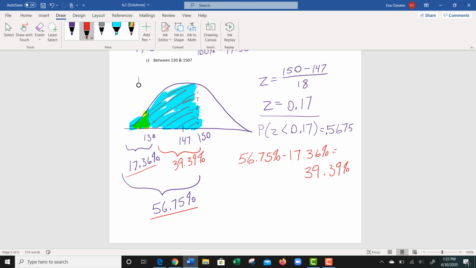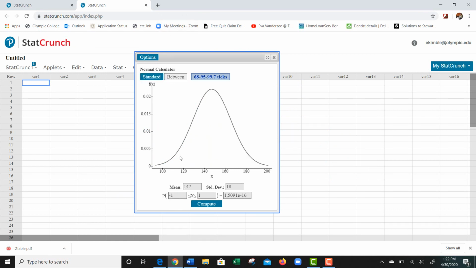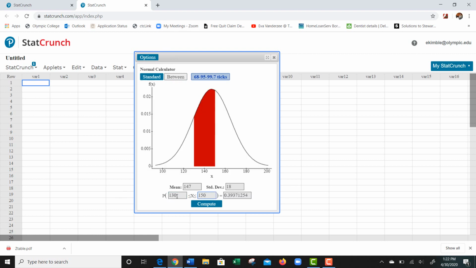Great, let's check that on StatCrunch and see if that works out for us. So remember, we're doing an in-between case, so we have to go to between. And we want it to go between 130 and 150. So when we do that on StatCrunch, we get 0.3937. Awesome, super close to what we expected.